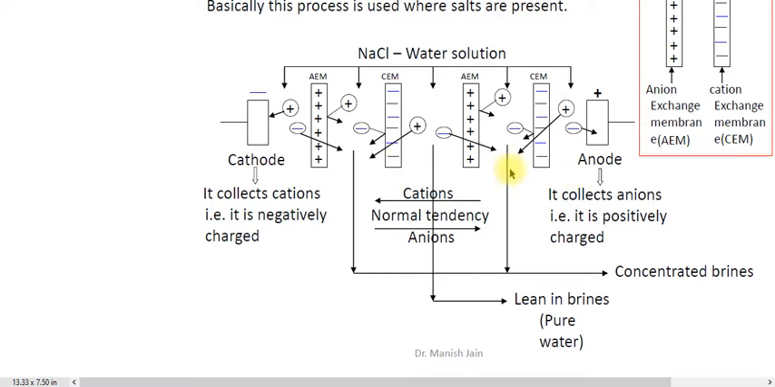So here you have the NaOH solution, here you have the HCl solution or Cl2 gas, and here you will get the concentrated NaCl solution. Here you get the concentrated NaCl solution, and in the middle chamber you will get the pure water. So in this way you can separate out the solution using the electrodialysis process.